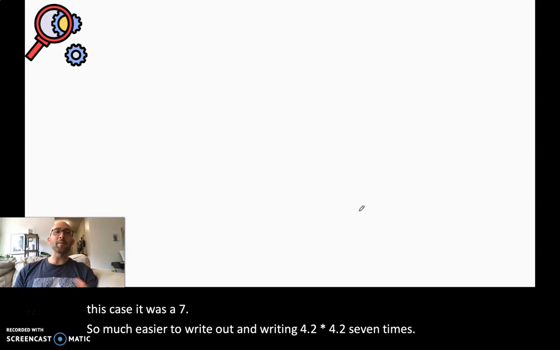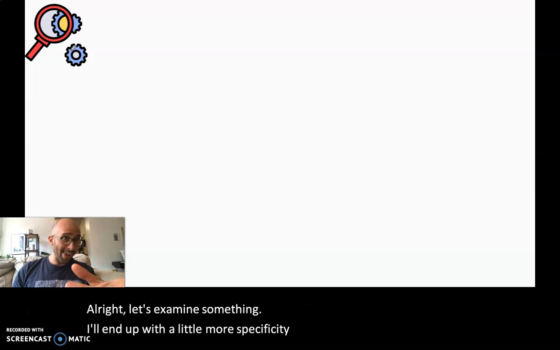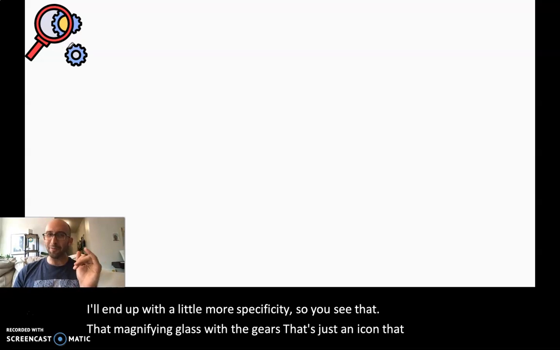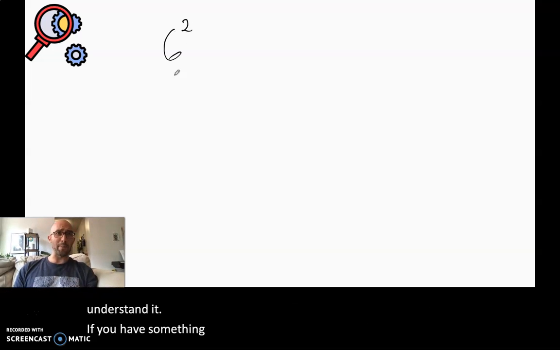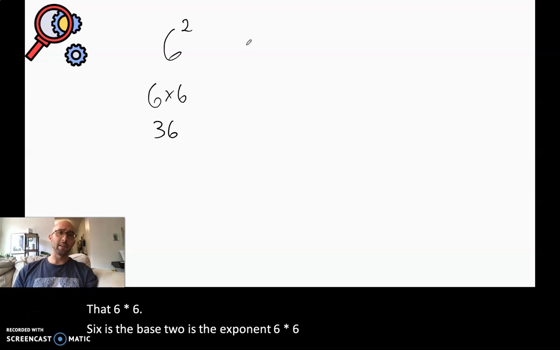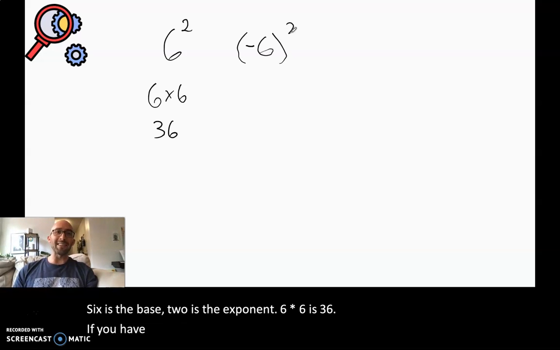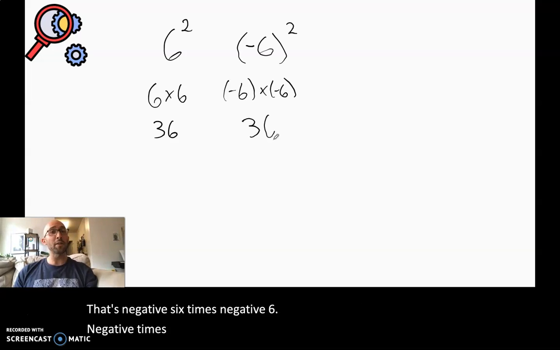All right, let's examine something with a little more specificity. So you see that magnifying glass with the gears? That's just an icon that means we're going to look at something carefully just to make sure we understand it. If you have something like 6 to the second power, you know that's 6 times 6. 6 is the base, 2 is the exponent. 6 times 6 is 36. If you have negative 6 in parentheses to the second power, that's negative 6 times negative 6. Negative times a negative is a positive. Our answer is still 36.